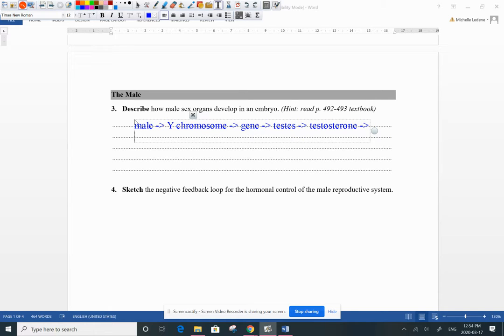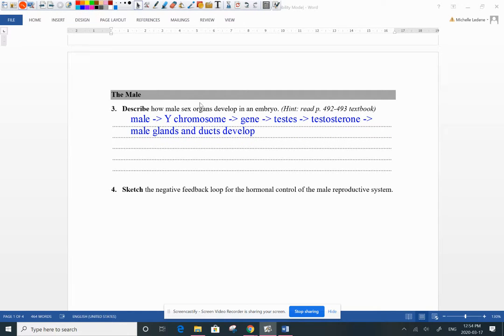And it acts to cause the male glands and ducts, like the penis and the scrotum and the epididymis, all of those things, to start to develop. So that is what is happening in the male when we're talking about an embryo. Okay, so I'm just summarizing these pages in a nutshell from your textbook.